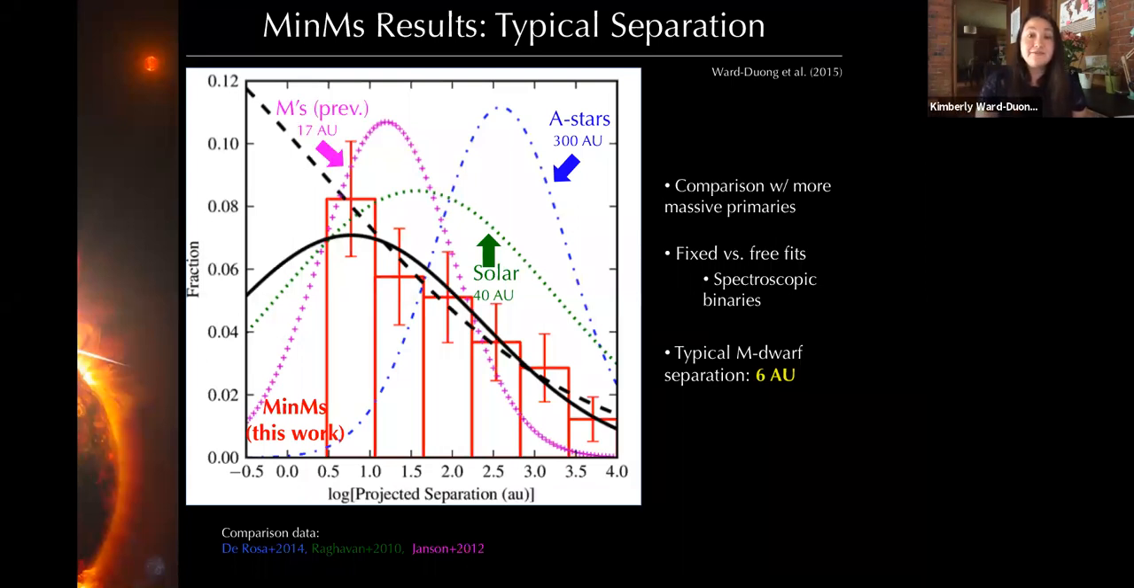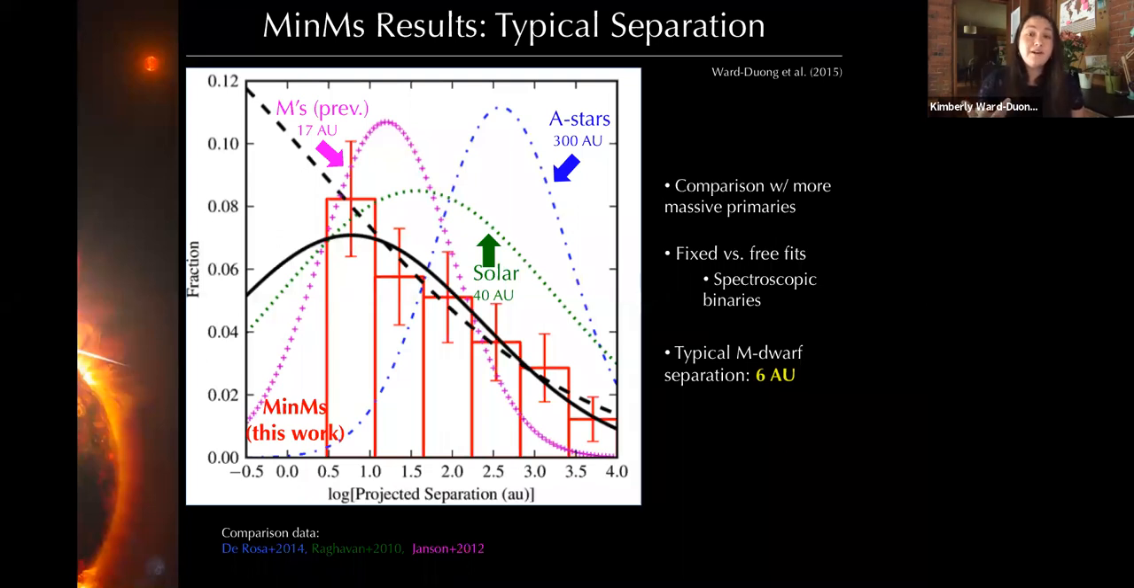And then the previous results for M-dwarfs were suggestive that the fraction was closer. What we actually find from this study is that we don't see the distribution turn over. We see a lot of really, really close systems. The typical separation of these small M-dwarf binaries is only about 6 AU.